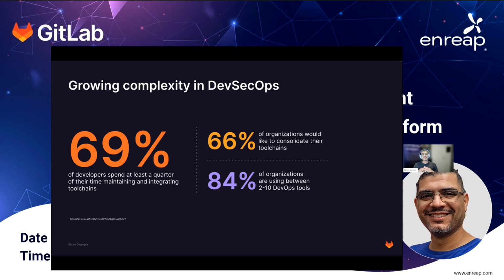And when we ask them how many tools do you have, guess what? They are using between 2 to 10 tools. And I find that very realistic. Just think that DevSecOps is not only about development. Think about all the planning, the development, the integration, the security testing, the deployment, and all of the other tools. And easily, you can count more than five tools.